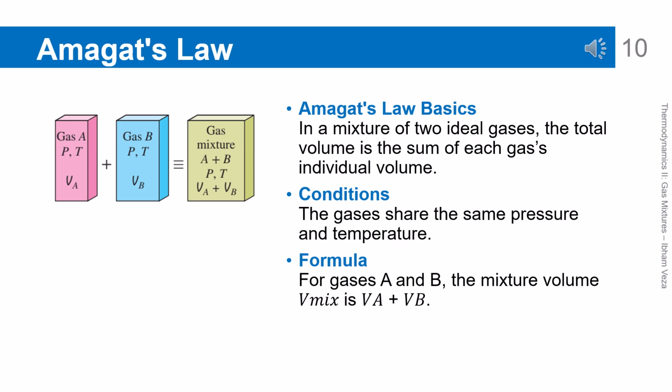Amagat's law of additive volumes says that the total volume is the sum of the volumes of each component at the same pressure and temperature. Each component is imagined to occupy a portion of the total volume. Mathematically, for two gases, V_mix equals V_A plus V_B. This law is the volumetric analogy of Dalton's law. It helps in understanding the concept of component volumes in mixtures.